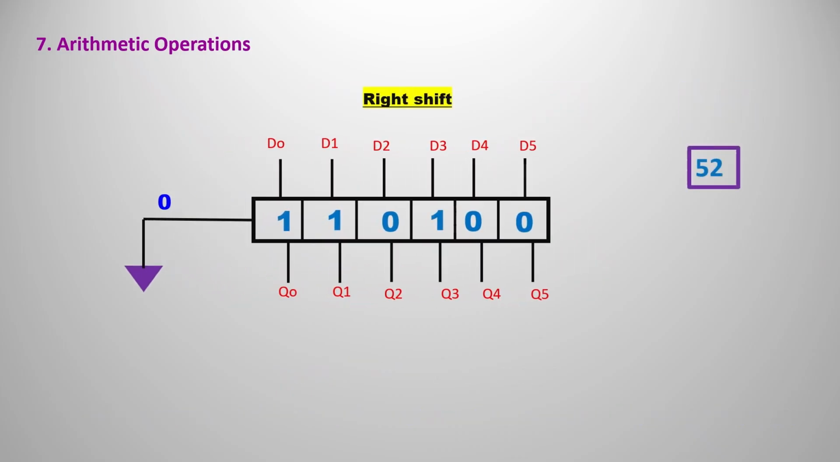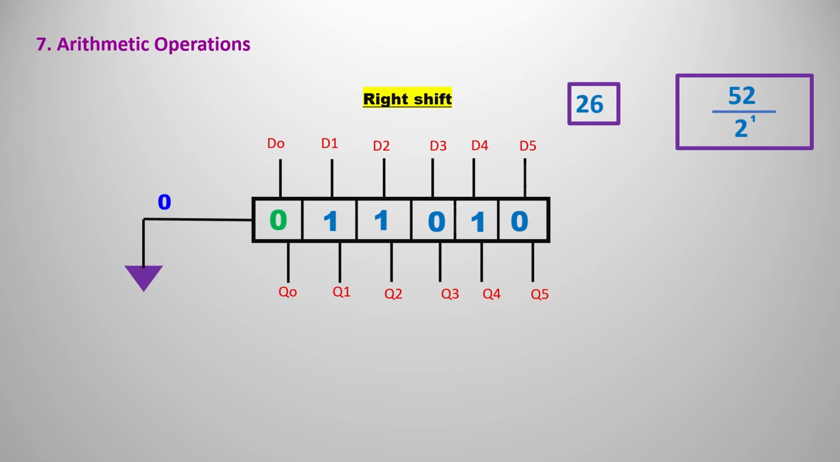In the same way, with the help of right shift we can perform division. I am starting with 52, and we have the ground on the left side, so the left side means 0. We are going to move towards the right, inserting zeros on the left side. Wherever there is ground, that side you insert zeros. So 110100 is 52 in decimal.